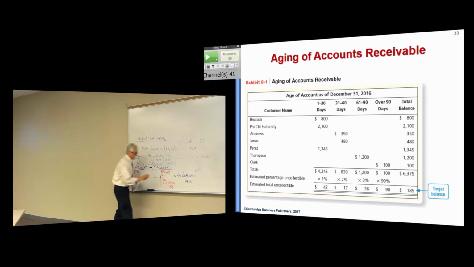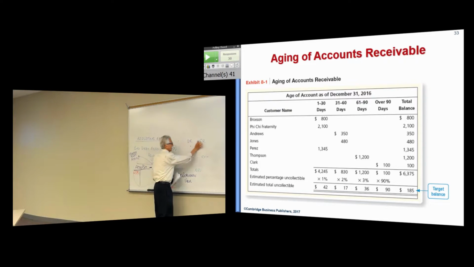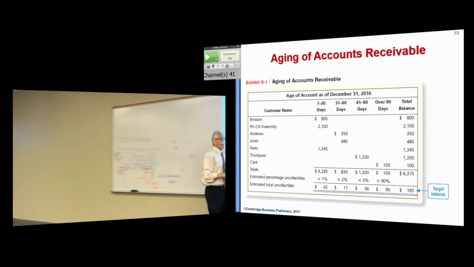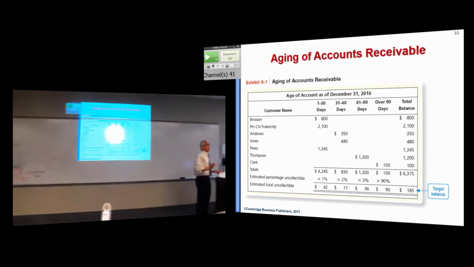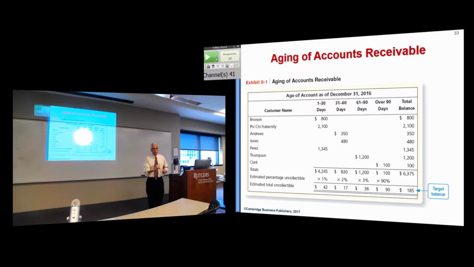$85. So I'm going to debit the bad debt expense, and I'm going to credit the allowance for 85. Because the target balance is what I need. I already have an existing credit balance of 100. I only need another 85.